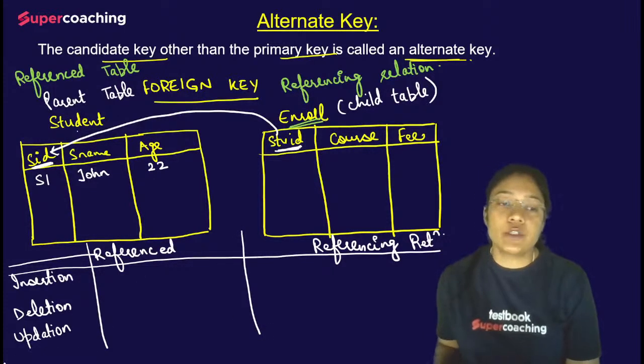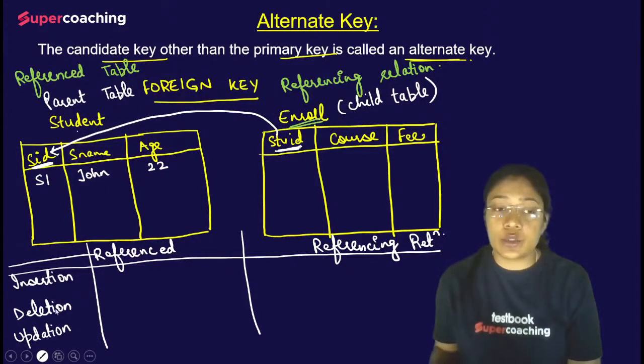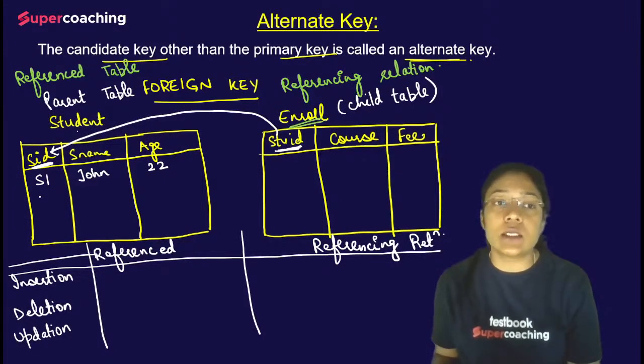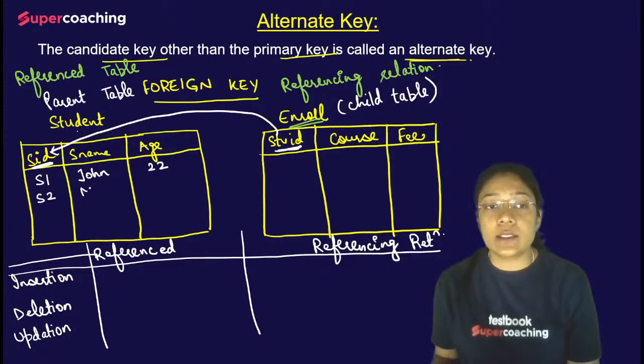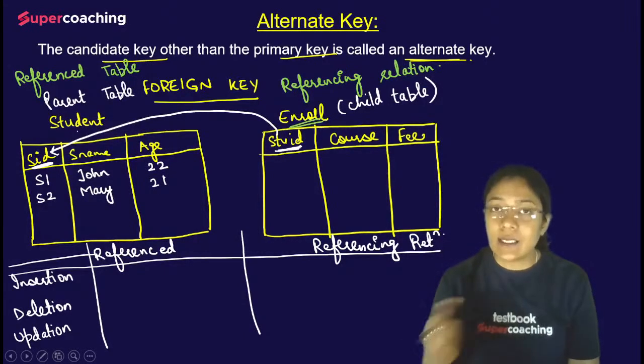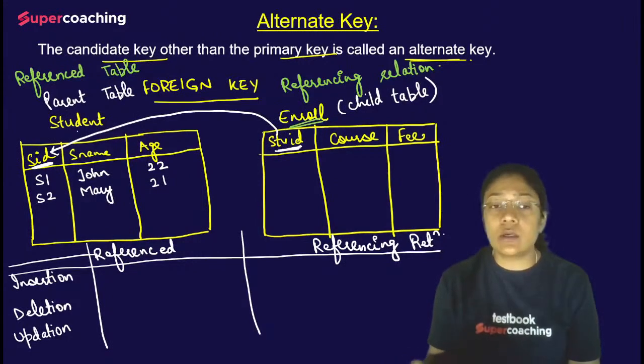Right. So first of all, we had entered a few values in the student relation. Is it creating any problem? Let us assume that I'm going to insert one more entry in the student relation, that is S2, and the name is, let's assume, Mary, and the age of Mary is 21. So is it creating any problem? No, it's not creating any problem.